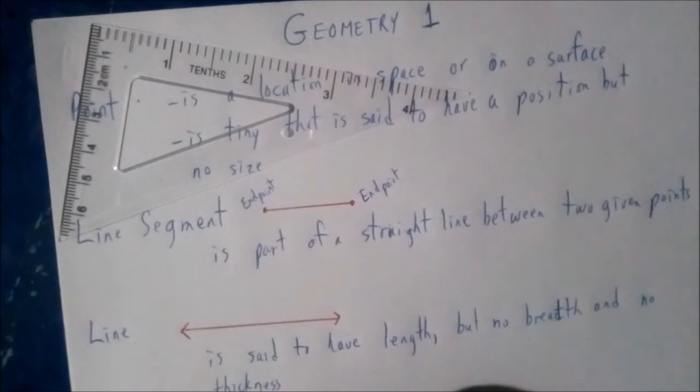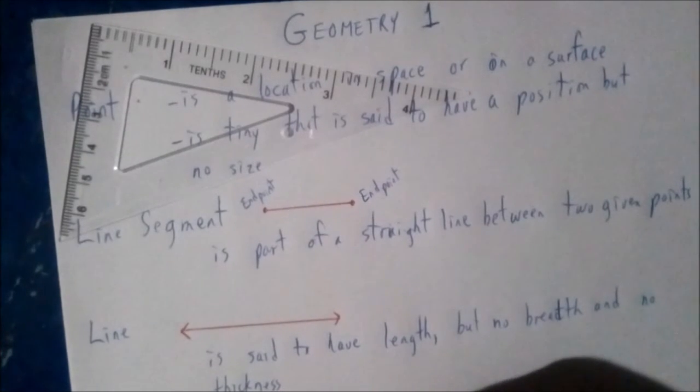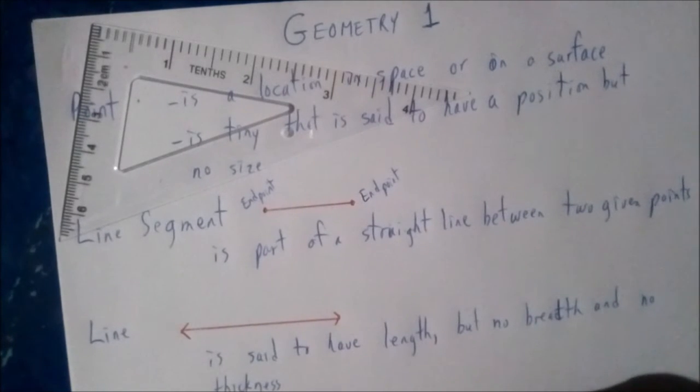A ray is a straight line extending, notice, extending from a point, called the origin. Why is it the origin?